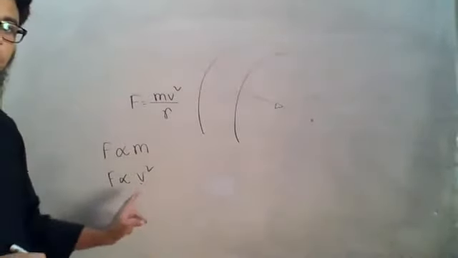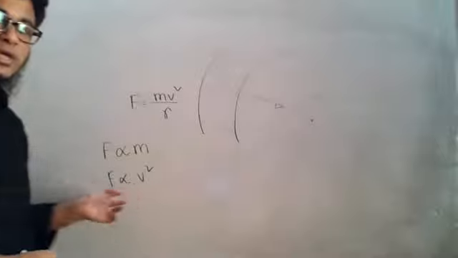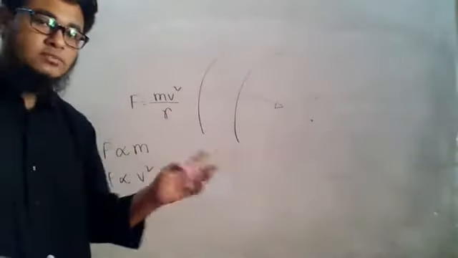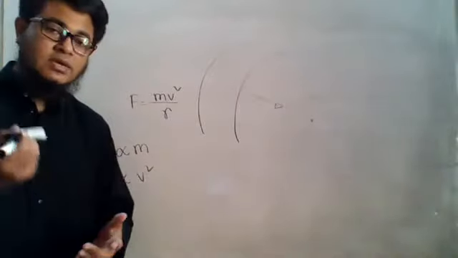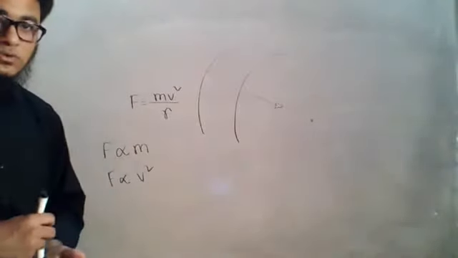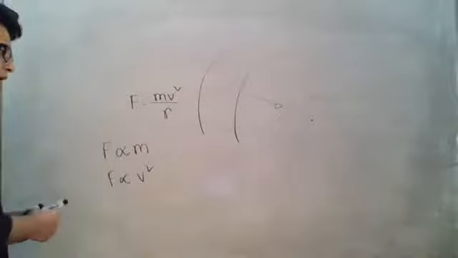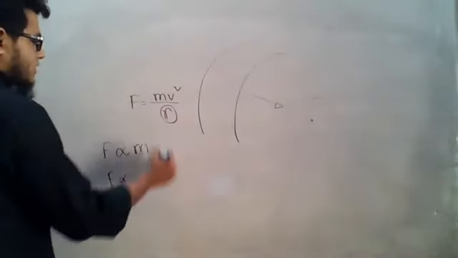So if you make the velocity twice, then the force has to become 4 times. If the velocity becomes thrice, the force needs to become 9 times. These are important for MCQs also, okay. Try to realize. And what is the relationship with this radius?